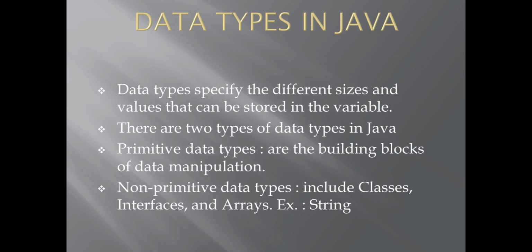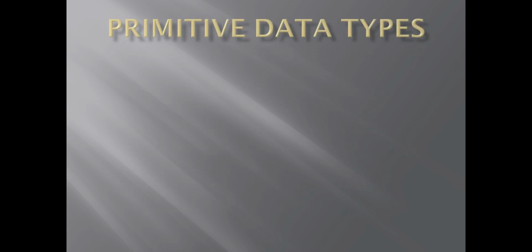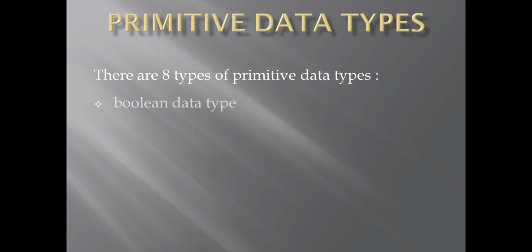The other one is the non-primitive data type, which includes classes, interfaces, and arrays. You can consider it a programmer-customized data type created by a combination of one or more of the primitive data types. An example of a non-primitive data type is the String. Now let's take a look at the primitive data types in detail.